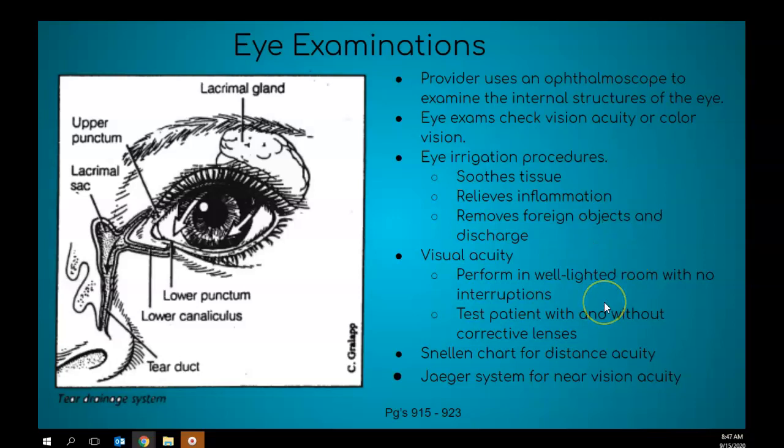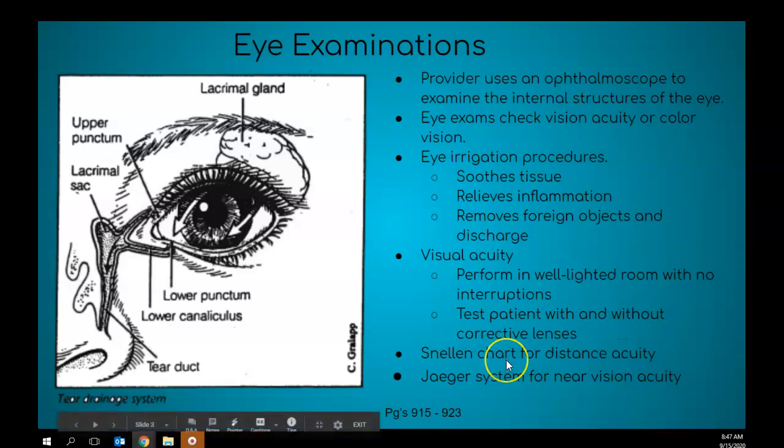Visual acuity is performed in a well-lighted room with no interruptions. Visual acuity is how well that patient sees. You want to test the patient with and without corrective lenses. So if you have a patient coming into your office and you're doing an eye exam on them, which you can do, you can test their visual acuity. You would have them complete the test with corrective lenses and then without. If they have contacts, do not make them remove their contacts though, for sanitary reasons.